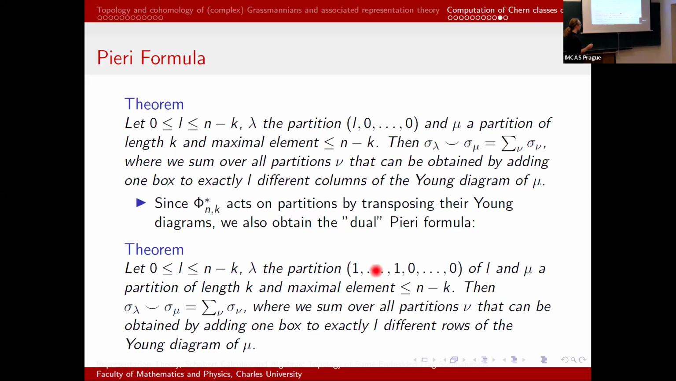if we have the column partition of length L and mu a general partition, then the cup product is the sum of those partitions that can be obtained by adding L boxes to the Young diagram of mu, and each box is added to a different row this time.